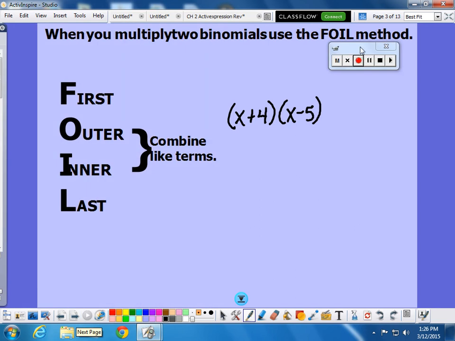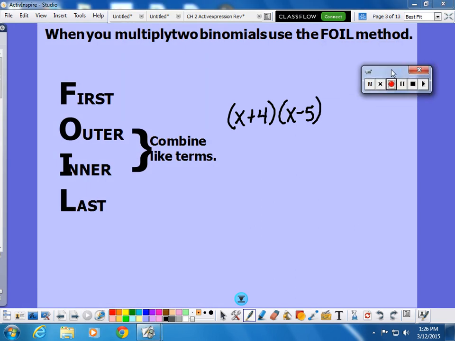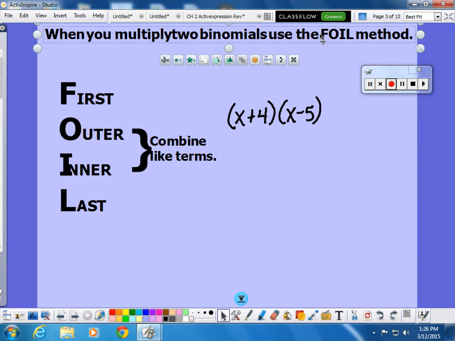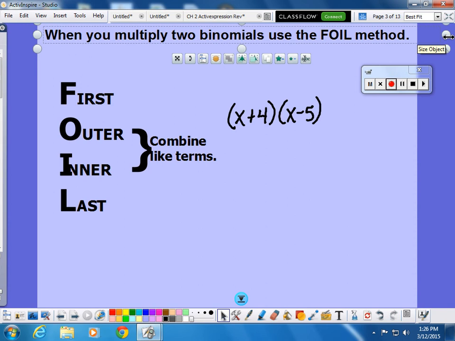All right, now you need to copy this down. I think some of you have done this before and some of you haven't. When you multiply two binomials, you use what's called the FOIL method. FOIL is an acronym. It stands for first, outer, inner, last.